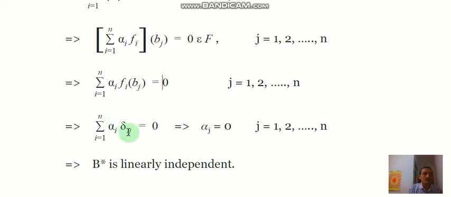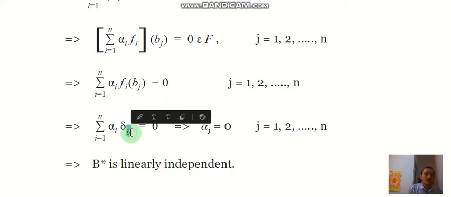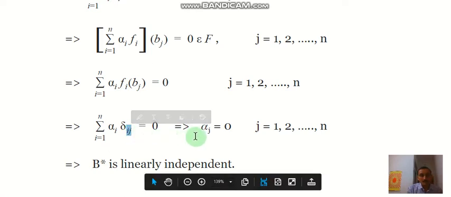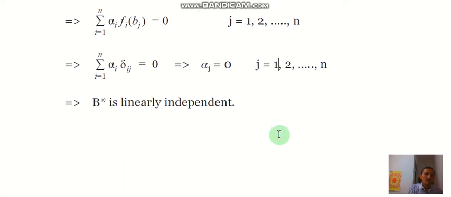and after varying i, we obtain this, as the value of Kronecker delta ij is 1 when i equals j and is equal to 0 when i is not equal to j. Therefore, after applying this property of Kronecker delta, we obtain alpha j equal to 0 for j varying from 1 to n. Therefore, we can say that B star is linearly independent.